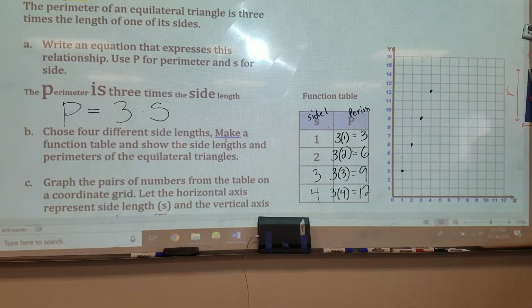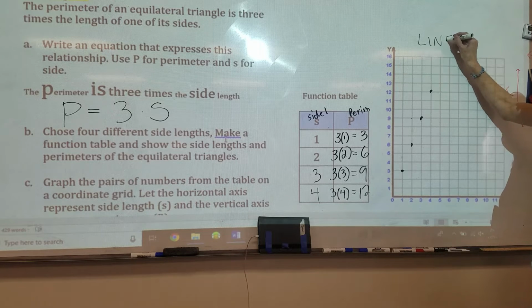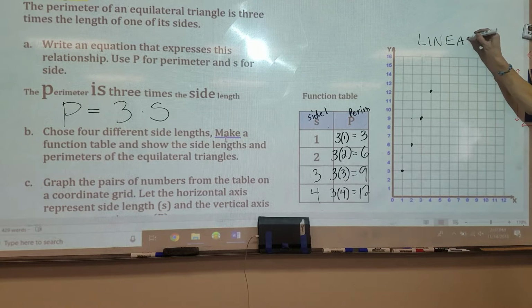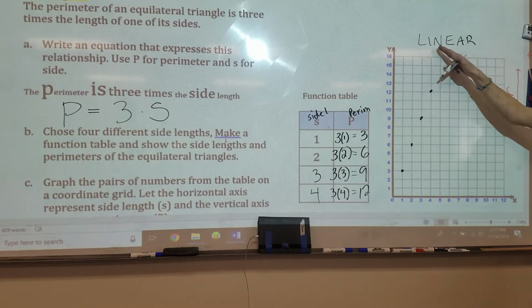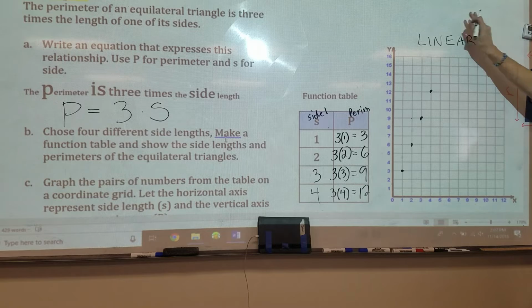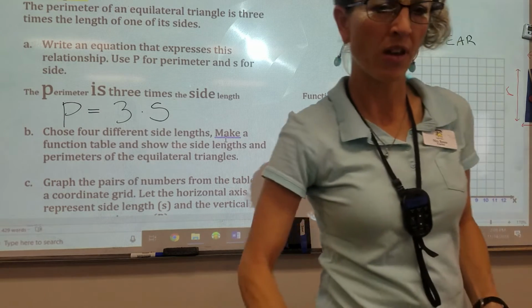If it's in a straight line, we call it linear. What is it called when it's a straight line? Get ready? Linear. And if you ever forget, what does linear mean? Take off the er. It's a line. It means it's in a straight line.